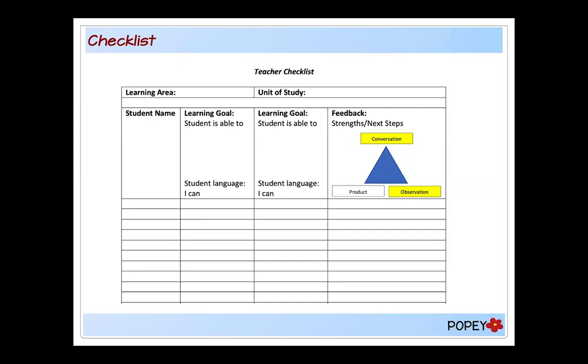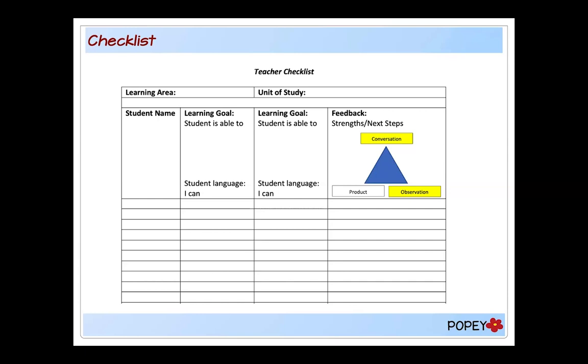Okay, I was working with a teacher last year and she said, you know what would be really helpful is a quick checklist where I can have my learning goals really visible at the top and then the student language, the I can language, right below, so that at a glance I can grab it on a clipboard, go around the class, and get an idea of my students and who's doing what. And then she said, but I really want to focus on the fact that it's not just a product that I'm assessing.